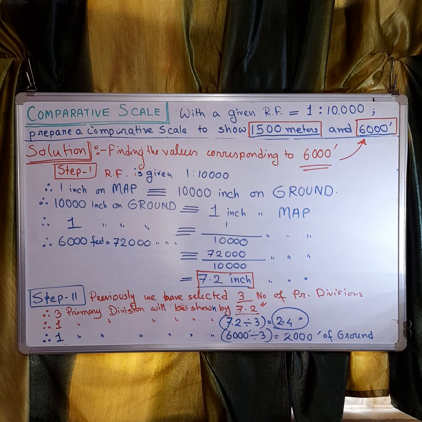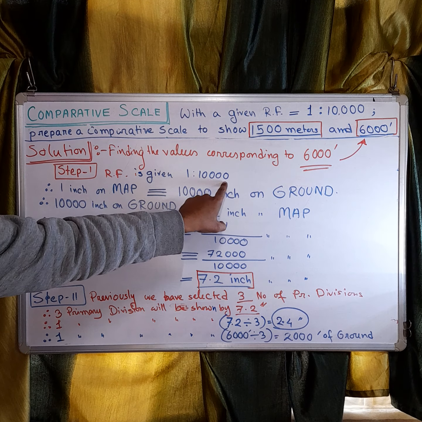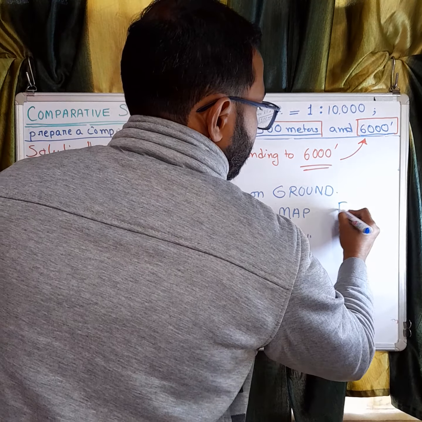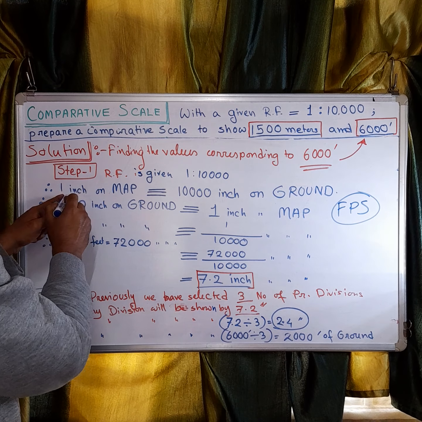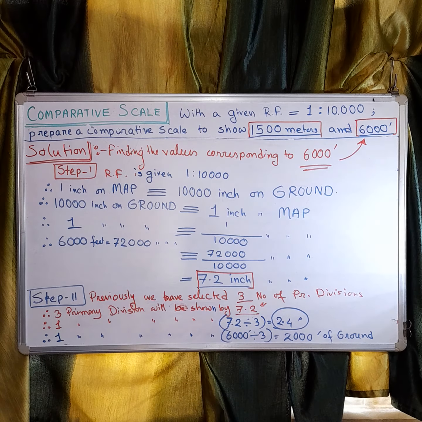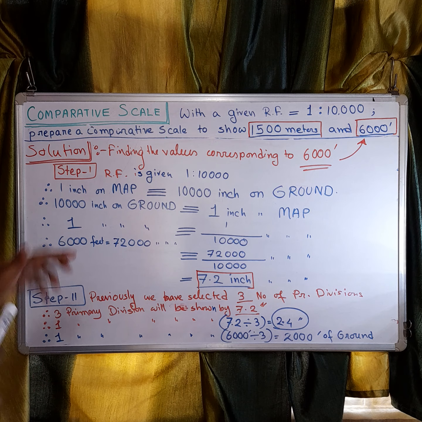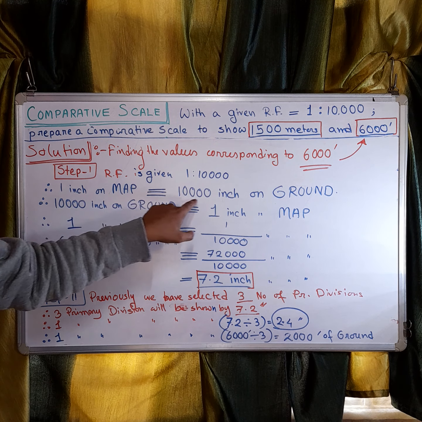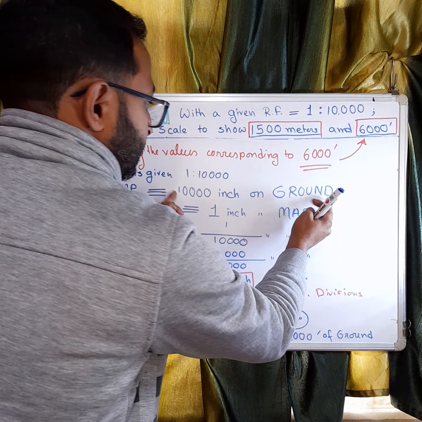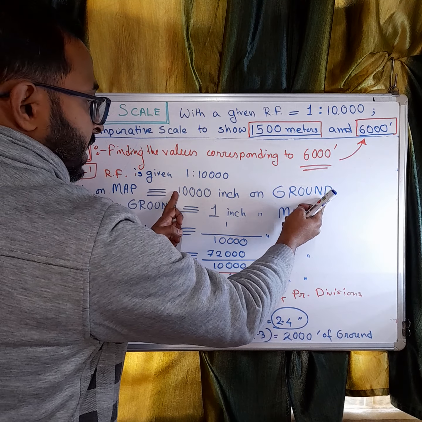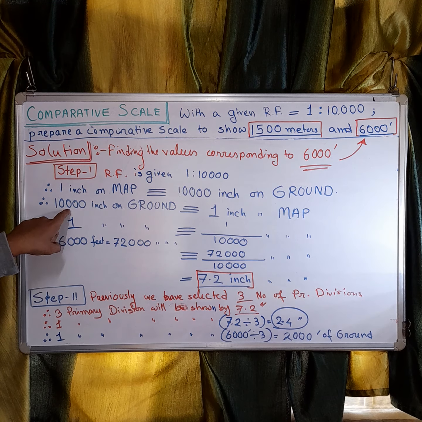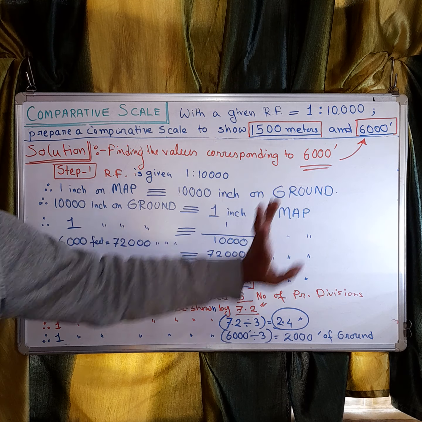Hence, we can see in step 1, RF is given as 1 is to 10,000. So, for the FPS system, it will be considered in inch, not in centimeter, right? So, this is the calculation for the FPS system, and we will calculate it in inch. Now, here you can find 1 inch on the map is represented by 10,000 inch on the ground. So we are transferring that value from the right side to the left side. See, it is the same, and now from the left side to the right side. So 10,000 inch on ground is represented by 1 inch on the map.